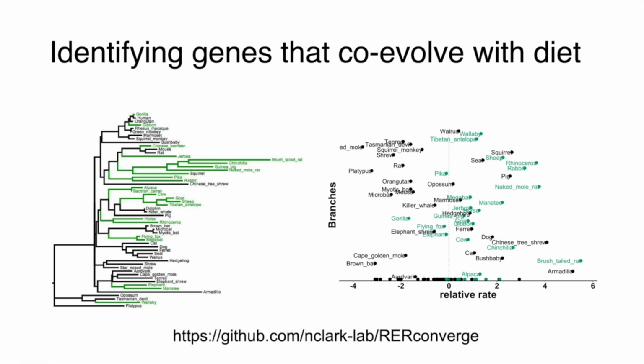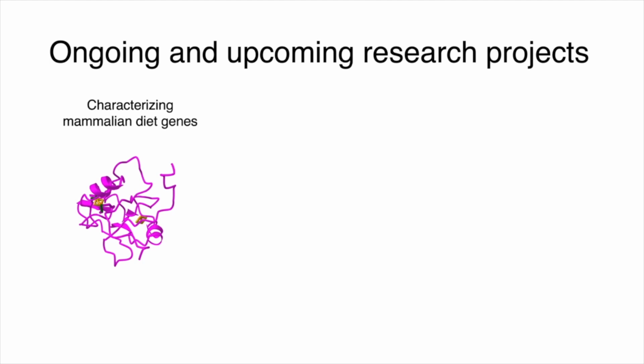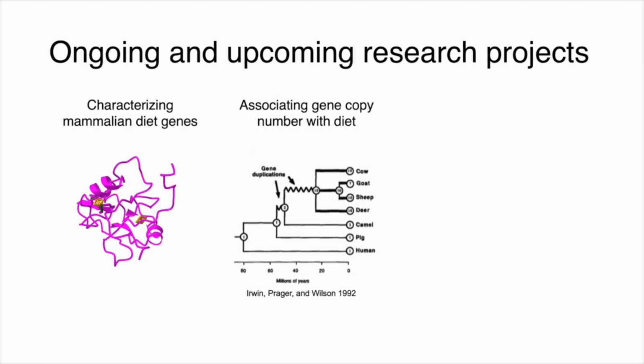Our lab is busy performing these analyses, and we have already identified some promising candidates. So one of the projects that we are focusing on in our future work is characterizing these exciting genes that we've identified that co-evolve with diet. So for instance, we might be interested in what kinds of changes in protein structure do herbivores have in comparison to carnivores. Another project asks not what kinds of changes in individual genes associate with diet, but what changes in copy number of genes within a particular family are associated with diet.